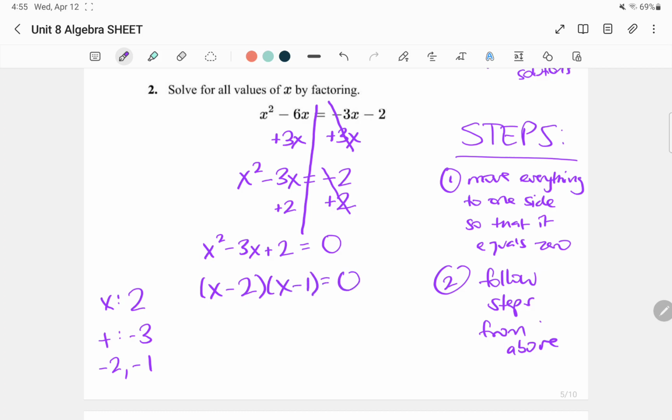And that equals 0. Now, just like before, I'm going to split it up into two different equations. So x minus 2 equals 0 and x minus 1 equals 0. I add 2 to both sides.